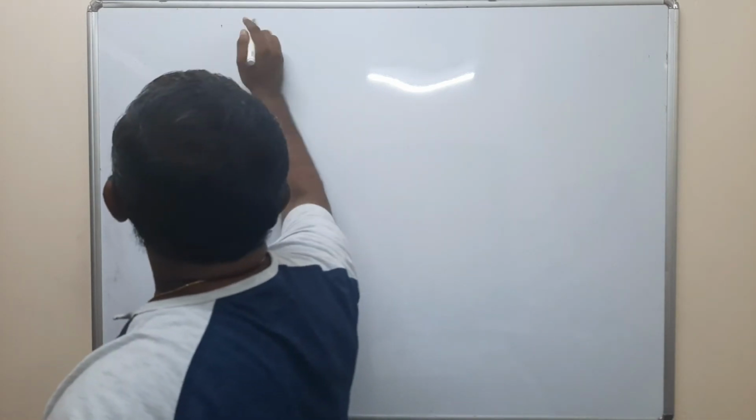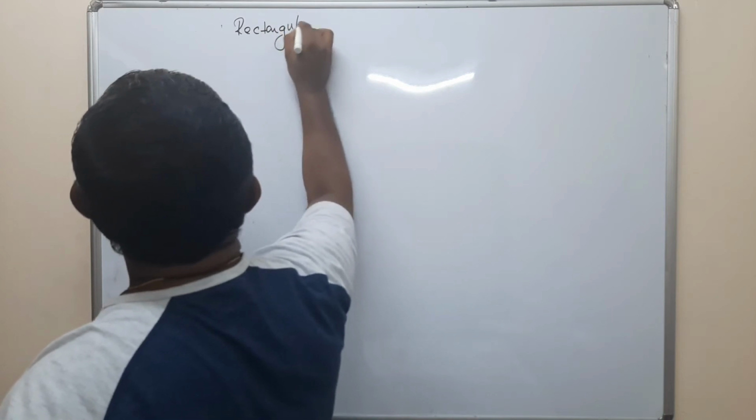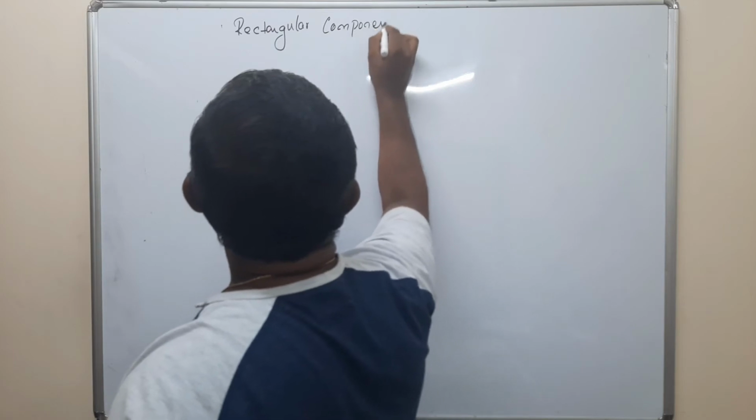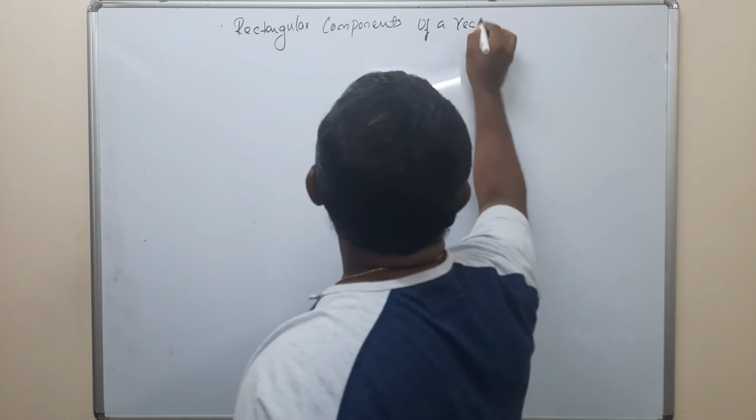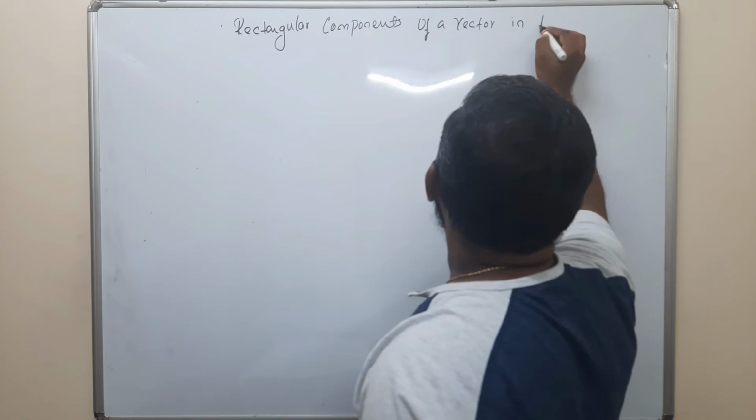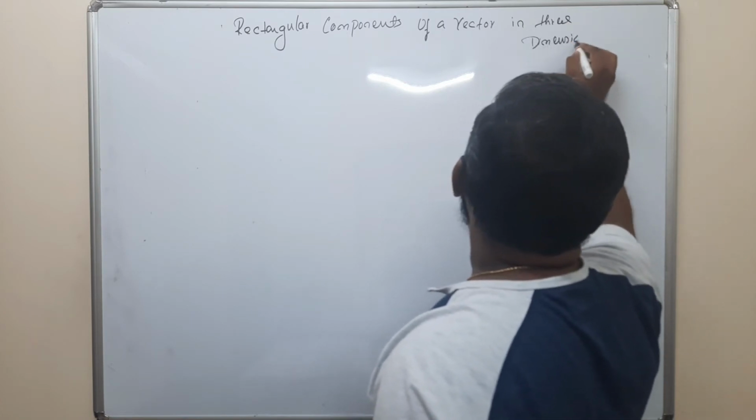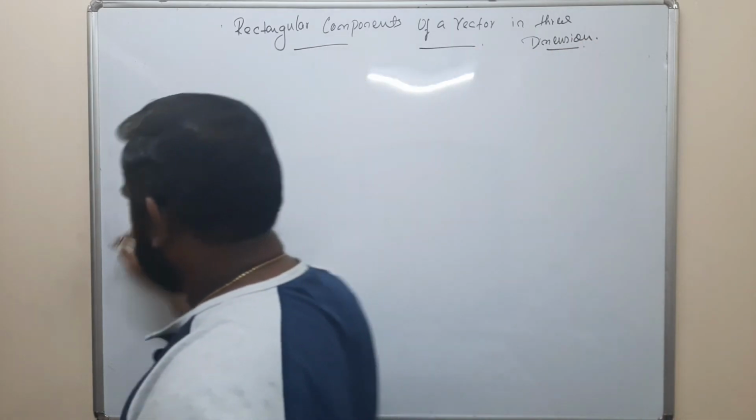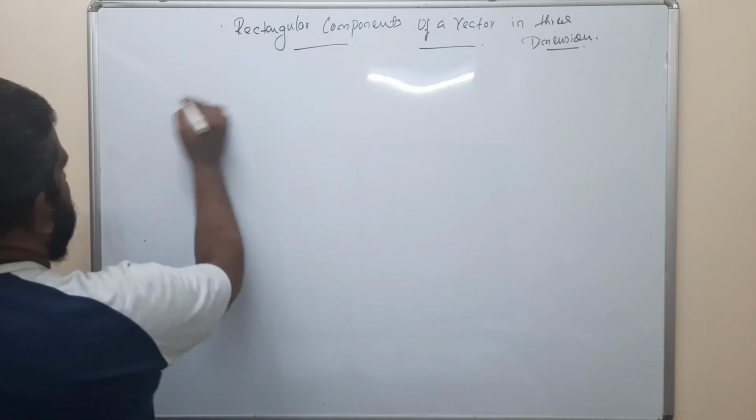So, rectangular components of a vector in 3 dimension. Okay. So consider a parallelepiped.